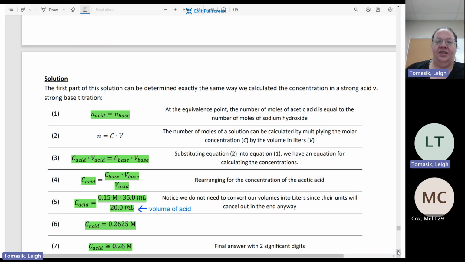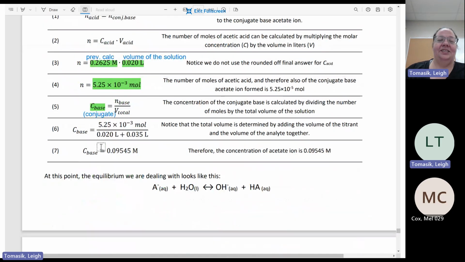And then the next step is, because we added an acid to a base, once we've added them together, it's going to have a higher volume, right? So the total volume is the volume of the acid plus the volume of the base. When we added the acid to the base to neutralize it, we had 20 milliliters of acid and 35 milliliters of base. When we add those two numbers together, we get 55 milliliters total of liquid.